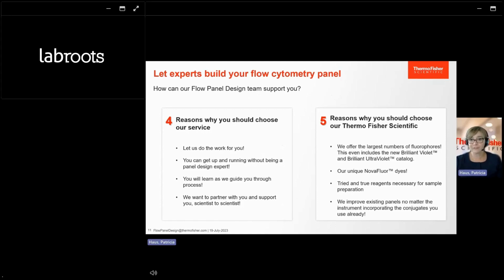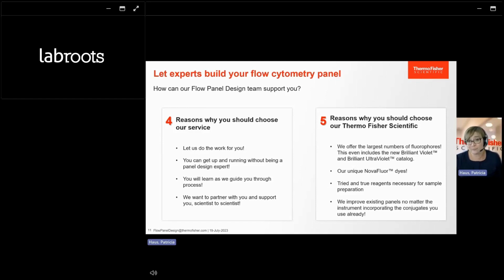So let me summarize the key reasons why you should choose Thermo Fisher Scientific and our service. Let us do the work. And that's basically saying all of it. We know that flow panel design can be difficult and very time consuming. So if you're just getting started with flow experiments and you need to learn more, please do not hesitate to contact us. We are more than happy to design the panel together with you and take you on the journey to learn more about panel design itself.